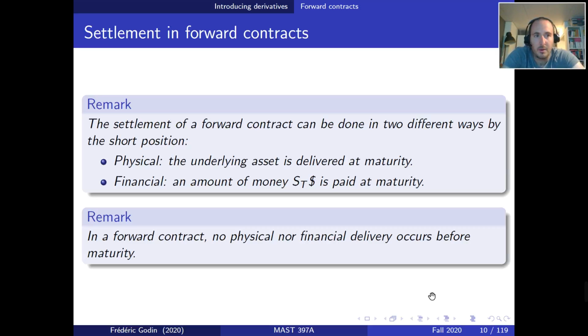So another remark about forward contracts: we said that at the maturity date, the long position receives the underlying asset or its financial value and pays the strike price. But before that date, there are no cash flows associated to a forward contract. So in a forward contract, all cash flows are strictly provided at the maturity date.